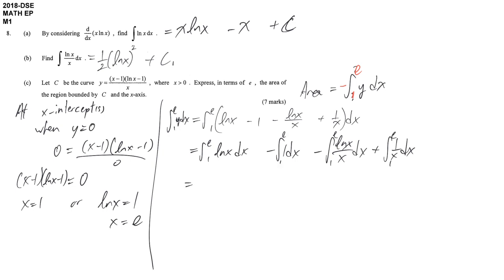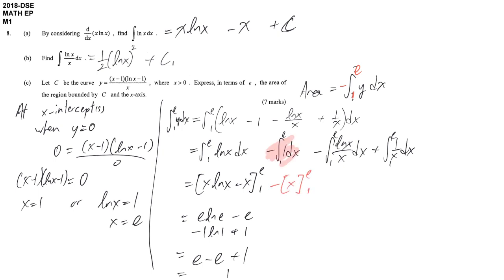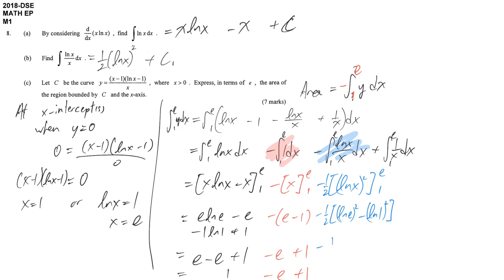Handle term by term. By part A, this is equal to x natural log x minus x. So we have e natural log e minus e, and then we have to minus 1 natural log 1 plus 1. This part we have e minus e, and then we have minus 0 plus 1. That means 1. Another we have minus x from 1 to e, so minus e minus 1. And then that's why we have minus e plus 1. We have minus 1 over 2 natural log x whole thing square. So natural log e square minus natural log 1 square. That means 1 square minus 0 square. So we have minus 1 over 2.